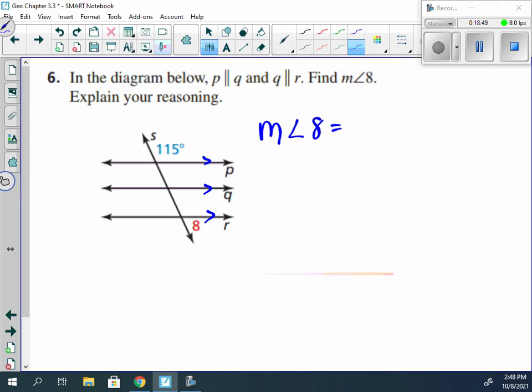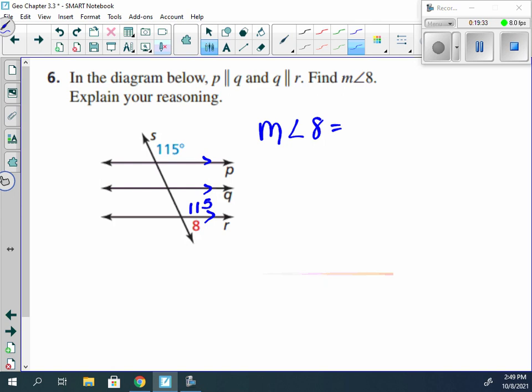Now, 115 and the measure of angle 8 are on the same side of the transversal, yes? So could they be alternate interior or alternate exterior? Well, alternate interior or alternate exterior means they've got to be on opposite sides of the transversal, either both inside or both outside. Well, if they're on the same side, we can't use either one. So are they corresponding? No. Well, 115 and this one here would be corresponding angles, yes? Because they're both on the right side of the transversal and above the line.